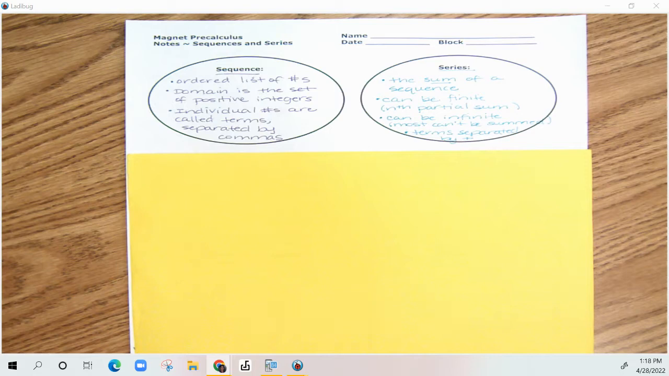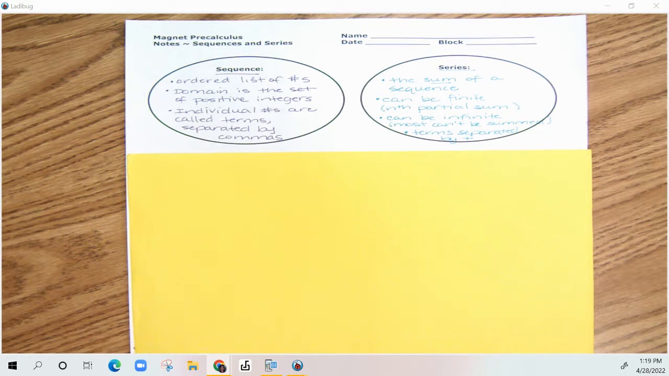The domain is the set of positive integers, which basically just means that we can use the numbers 1, 2, 3, 4 to represent the domain of a sequence. The individual numbers of the sequence are called terms, and we separate the terms by commas. A series is just the sum of that sequence. So we have this ordered list of numbers, and if it's a series, we want to add those numbers up together to get a sum.